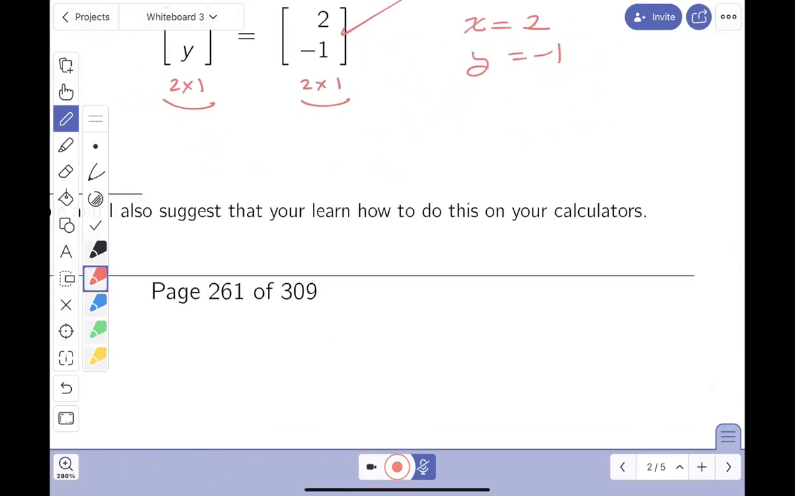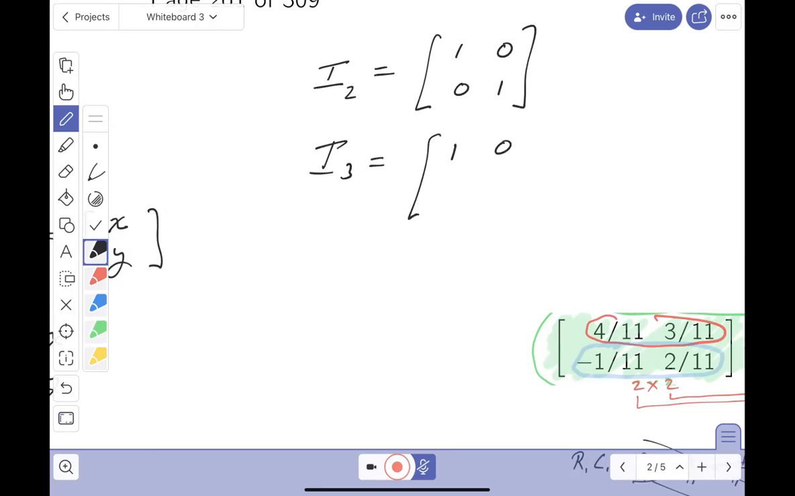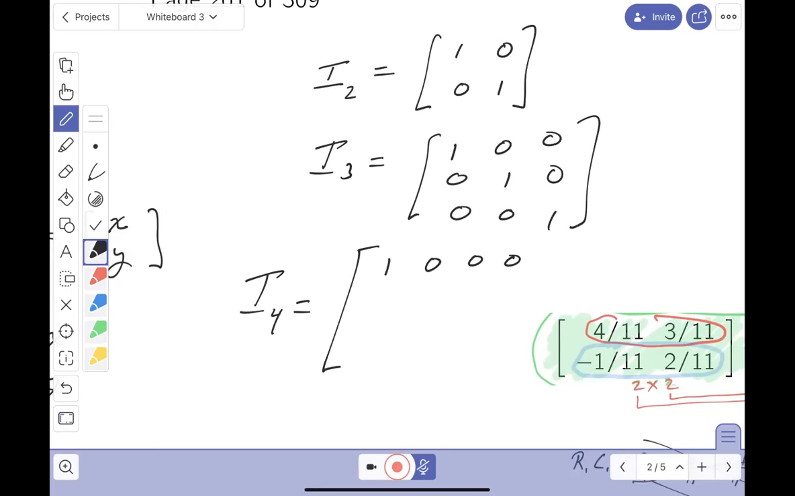All right, let me briefly talk about the identity matrix. I'll write this down for you. It's going to be a square matrix. So if I said I2, what's I2 going to look like? 1, 0, 0, 1. If I write down I3, what would that look like? 1, 0, 0, 0, 1, 0, 0, 0, 1. If I wrote down I4, which we're not going to really get to, what's that going to look like? It's a 4 by 4. 1, 0, 0, 0, 0, 1, 0, 0, 0, 0, 1, 0, 0, 0, 0, 1.